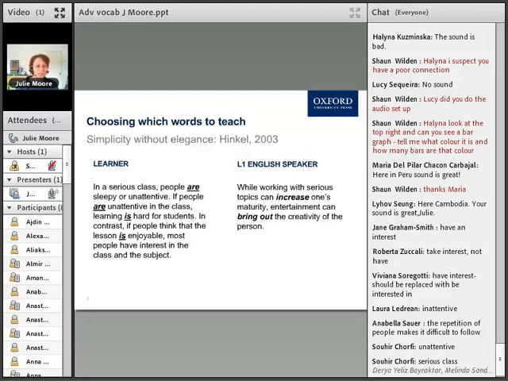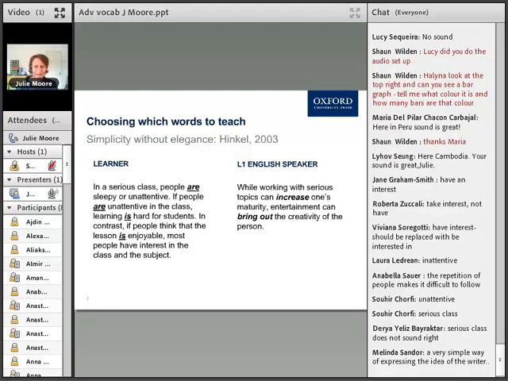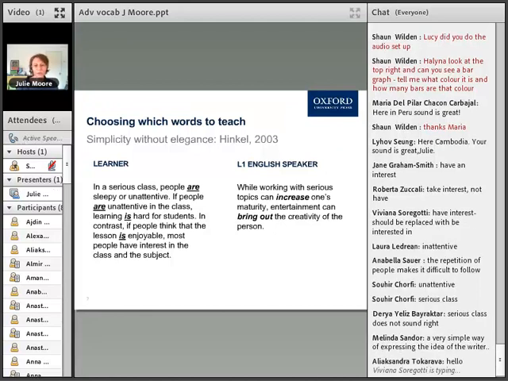Yeah, there's a lot of repetition. It's not written in a very good style. If you notice, the title of Hinkle's paper is Simplicity Without Elegance. And I think that sums up the problem here very clearly. If you have a look at the language in the learner, they have lots of examples of this verb be. People are sleepy, people are inattentive, learning is hard, the lesson is enjoyable. So lots of repetition of the verb be.